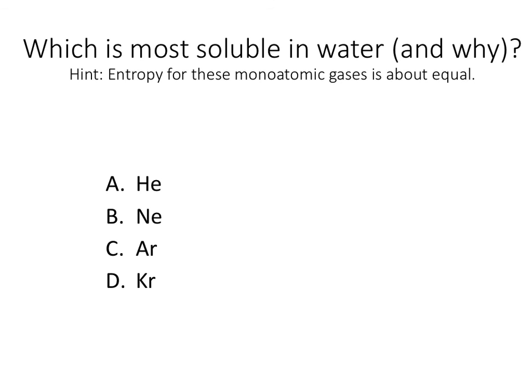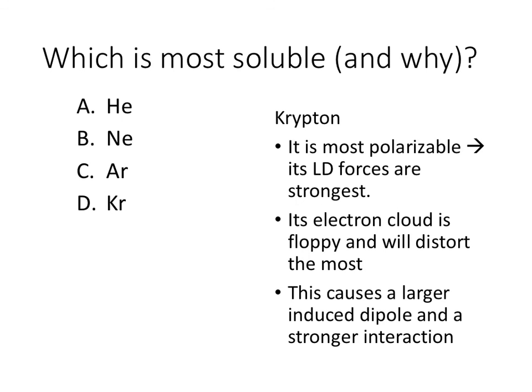All right, almost there. Let's see if you can apply the knowledge you have about London dispersion forces and solubility and see what you would guess the answer to this question would be. So pause the video, see if you can answer it on your own. If you didn't get it right, that's perfectly fine. That just means you're a little bit rusty on London dispersion forces. So the magic word is polarizable. The more polarizable electrons are, the stronger the London dispersion forces will be.